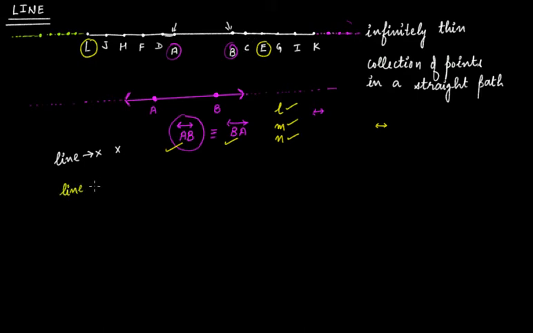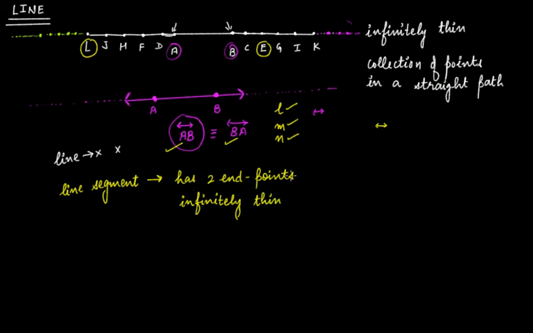Line segment has 2 endpoints, whereas line has no 2 endpoints. Line segment always exists between 2 endpoints, and it's also infinitely thin, because it's a section being taken from a line. But the main thing is it will have 2 endpoints. That is, it will be confined between 2 endpoints, like A and B, or in this case L and E, or even A and E, whatever. You just need 2 endpoints between which you can take that segment, and that is what a line segment is. Since it has 2 endpoints, it will have a length.